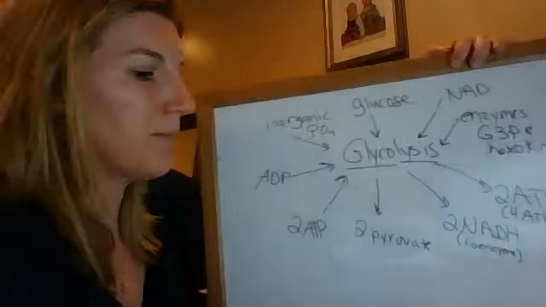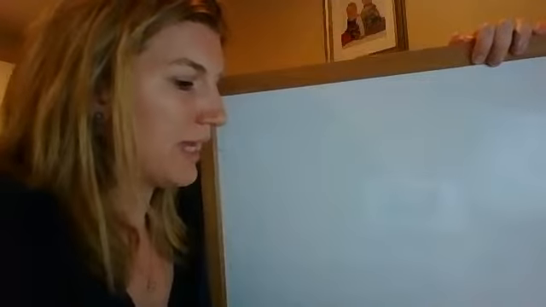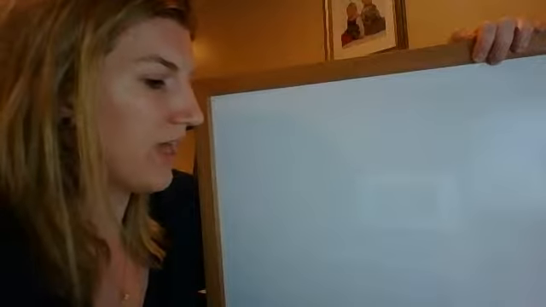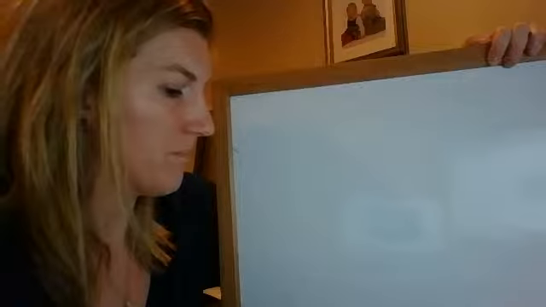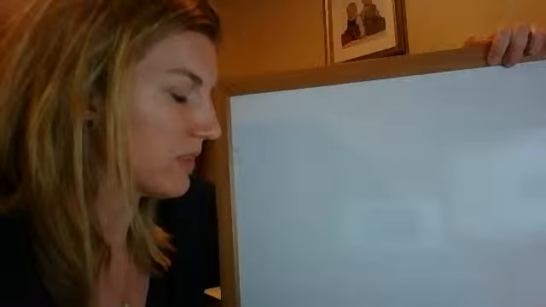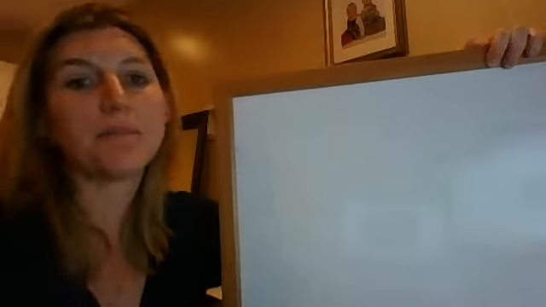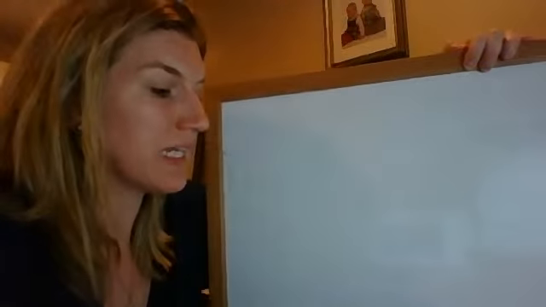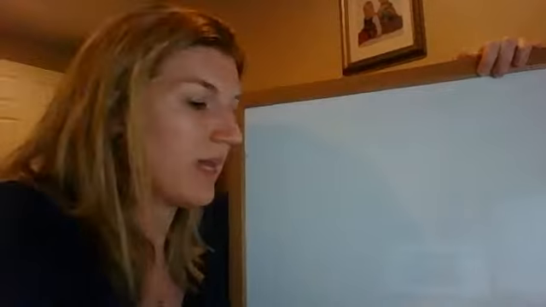So, after glycolysis, there is a kind of half step that takes place. Trying to think how I want to segue into this. This half step is basically taking our pyruvate and converting it into, let's see if I have it drawn out anywhere. Oops.